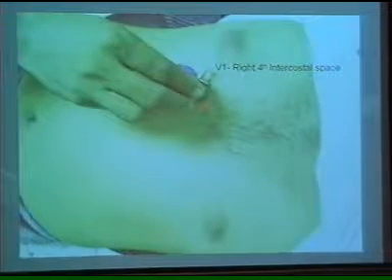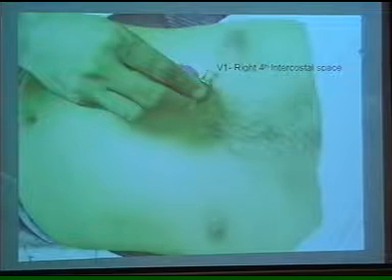And you apply your jelly on the right. You start with the right side, just below the angle of Lewis, the third space. We know that the angle of Lewis is at the level of the second intercostal space. We start ECG one space lower down, and you apply one lead. This is V1, right fourth intercostal space.